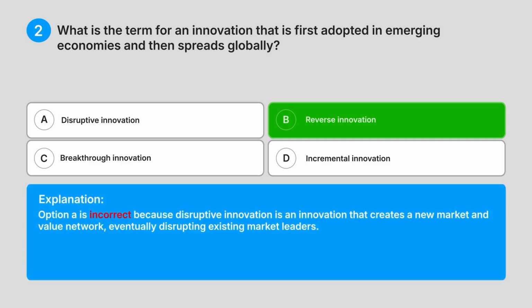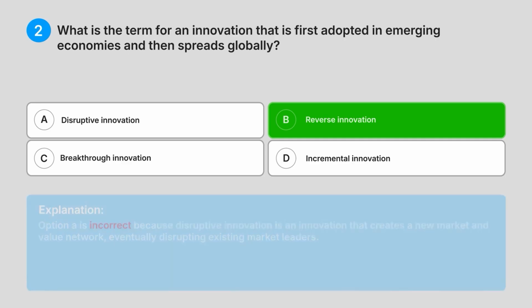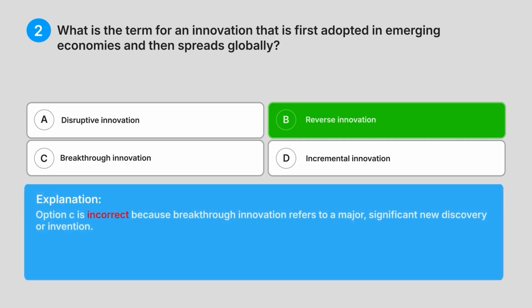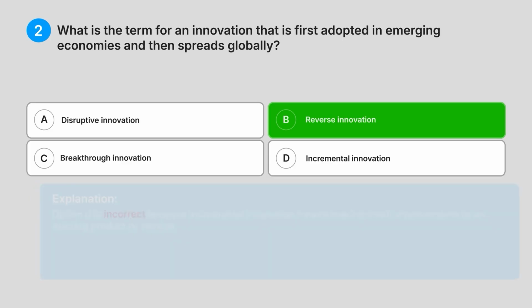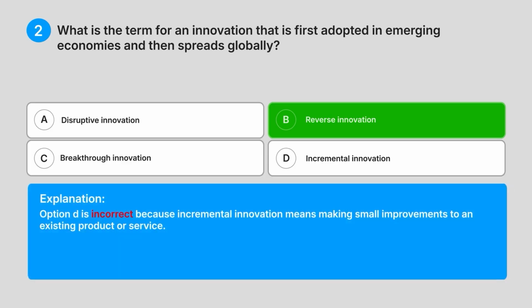Option A is incorrect because disruptive innovation is an innovation that creates a new market and value network, eventually disrupting existing market leaders. Option C is incorrect because breakthrough innovation refers to a major, significant new discovery or invention. Option D is incorrect because incremental innovation means making small improvements to an existing product or service.